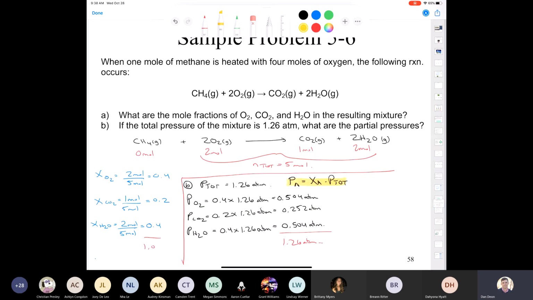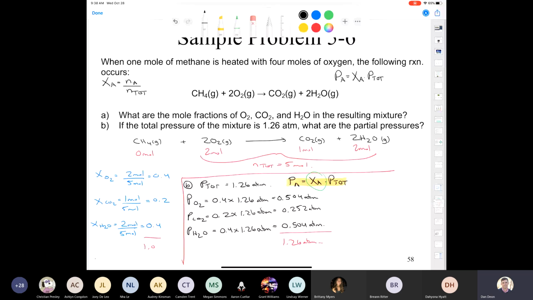And of course, in order for us to do that, we had to determine mole fraction first, right? So the 2 formulas that you ended up using here are mole fraction is equal to the number of moles divided by the total number of moles, and partial pressure is equal to mole fraction times total pressure, like that.